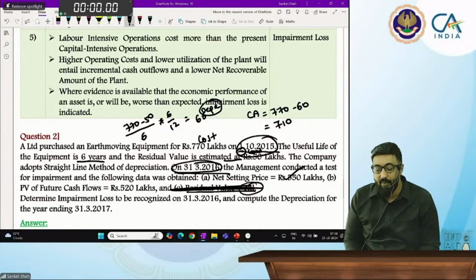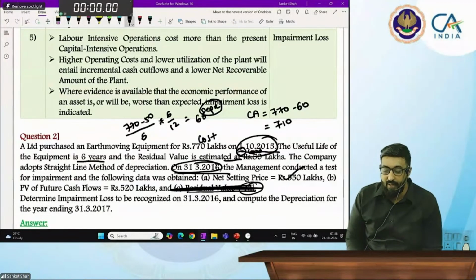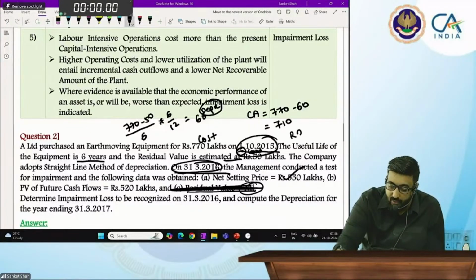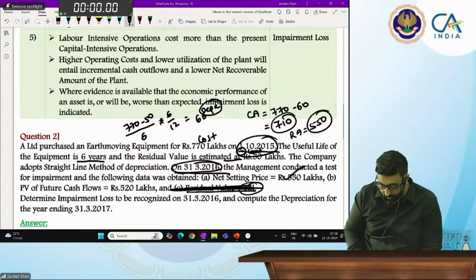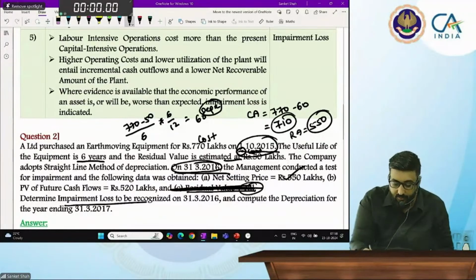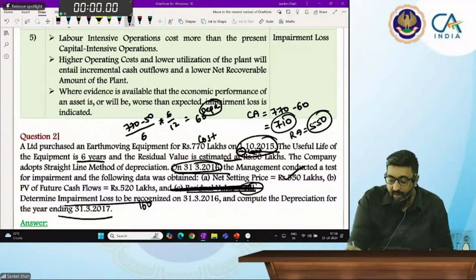So 550 is the net selling price and present value of future cash flow is 520, whichever is higher. So recoverable amount is 550. So 710 minus 550, I am getting the answer 160 as the impairment loss. And what is my carrying amount?